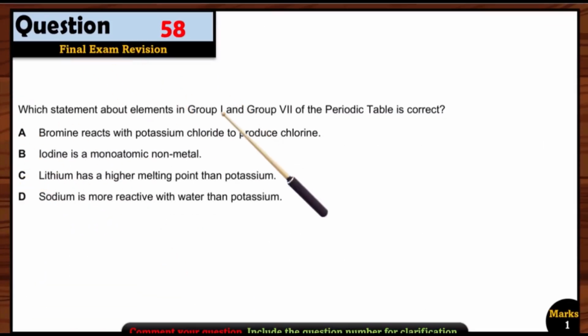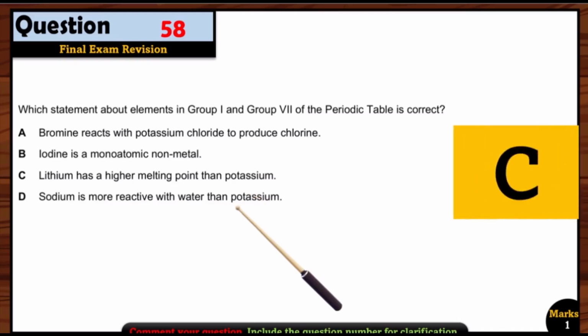Question 58. Which statement about elements in group 1 and 7 of the periodic table is correct? Bromine reacts with potassium chloride to produce chlorine. Wrong. Bromine is less reactive than chlorine, so it cannot react. Iodine is monatomic. Again wrong, because all halogens are diatomic. Lithium has a higher melting point than potassium. Yes, that's right, because lithium is on the top whereas potassium is below in the group. The melting and boiling points in group 1 are decreasing down the group. So option C is the right one.